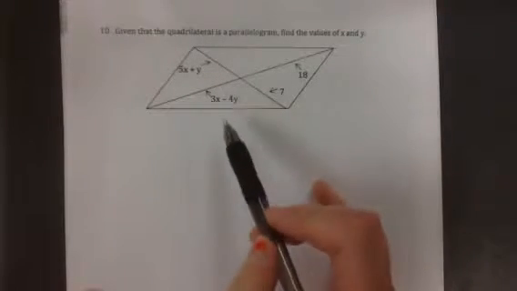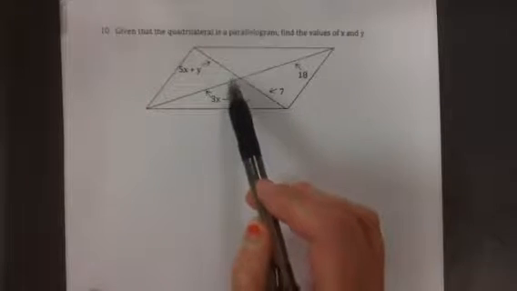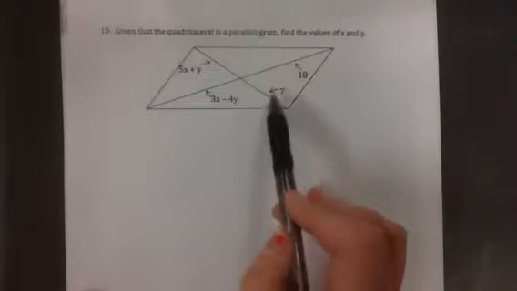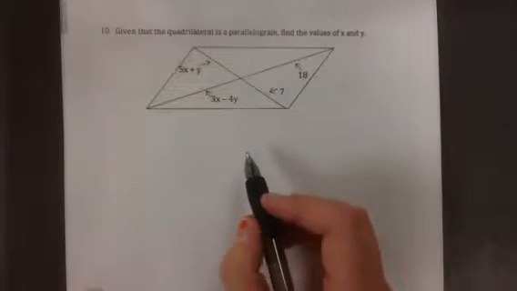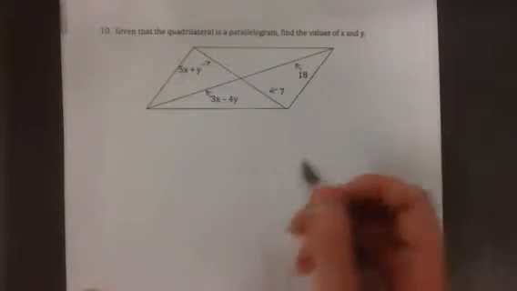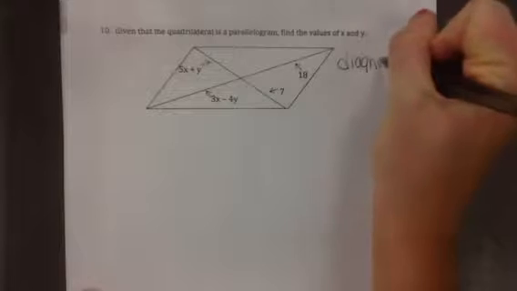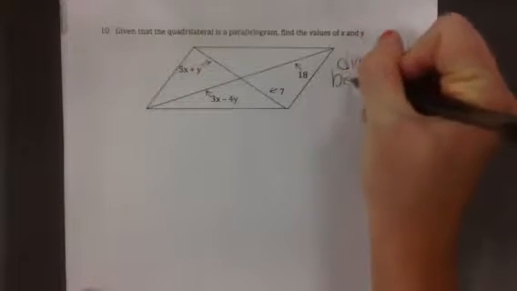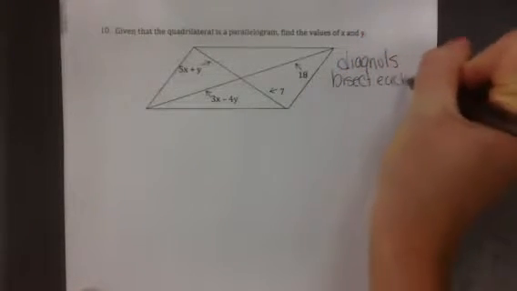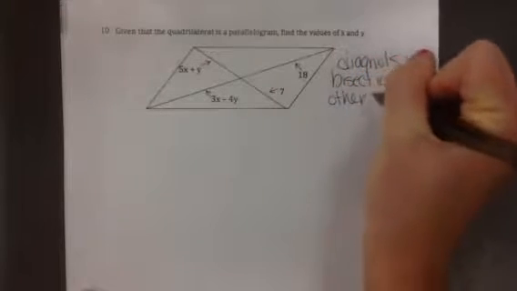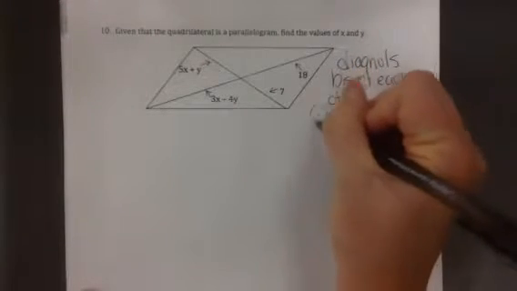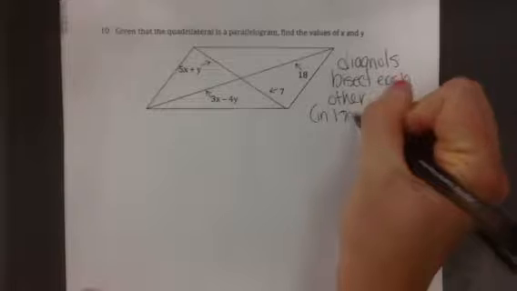It says, given that the quadrilateral is a parallelogram, find the values of x and y. So what we have here is a parallelogram, and notice that our arrows are pointing to the diagonals within the actual parallelogram. So what we know about diagonals within a parallelogram is that diagonals bisect each other. So this means that they're being cut in half and that they're equal.